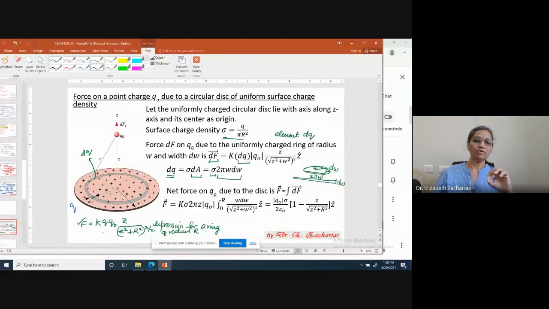But now what we are doing is we are imagining this entire circle to be made up of a number of circular sheets, circular rings, concentric rings. Are you understanding? Yes, ma'am. Okay, so we are taking one such element, and each is having some charge.